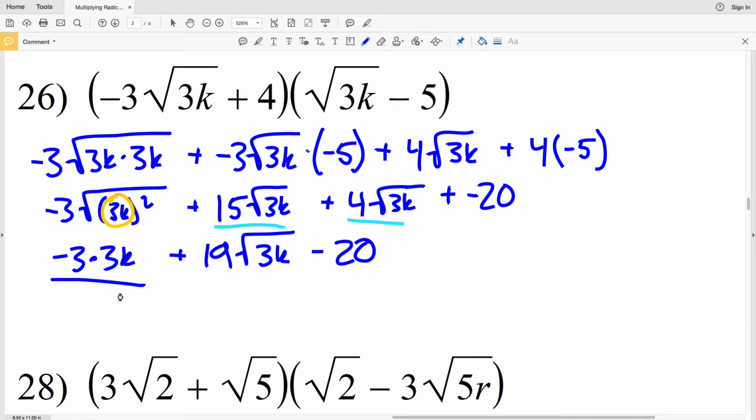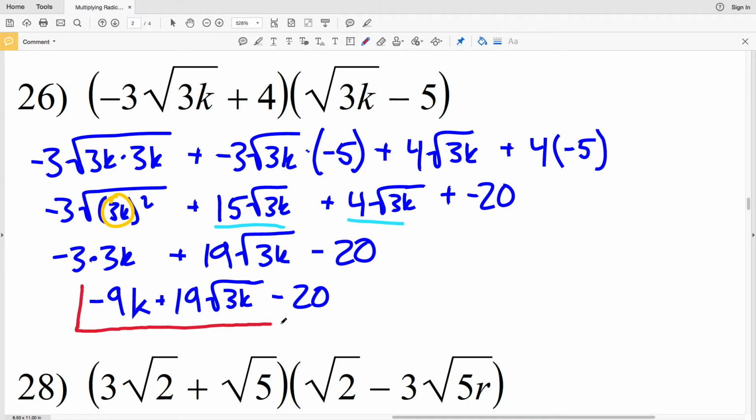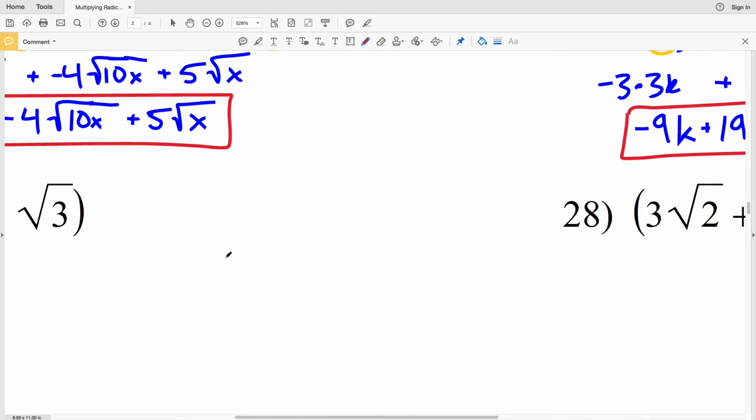So lastly, I'll multiply negative 3 and 3. So I'll have negative 9 times k plus 19 times the square root of 3k, and then I'll be subtracting 20. Negative 9k plus 19 times the square root of 3k minus 20.